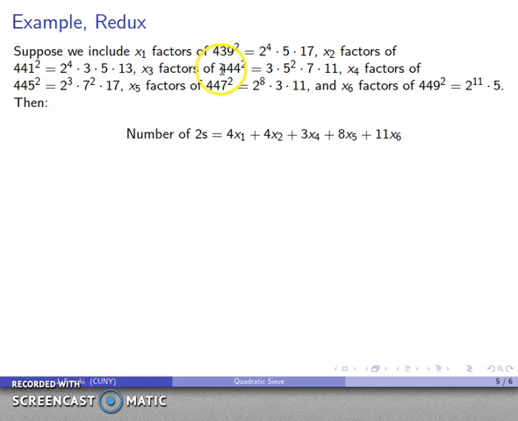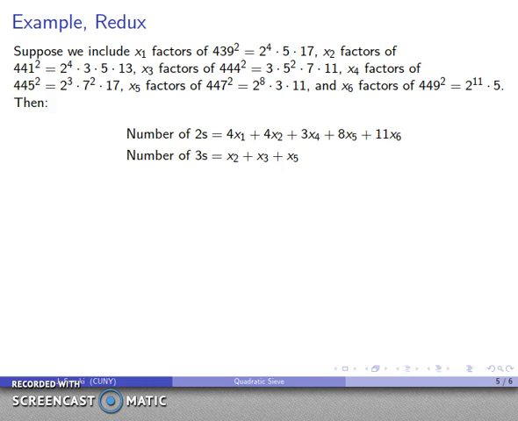There's x3 factors of this. That doesn't give us any 2's. There's x4 factors of this. That gives us 3 per factor. So, there's 3x4. There's 8 per factor of this, and 11 per factor of this. So the number of 2's in that product of x1 of these, x2 of these, x3 of these, and so on, the number of 2's in that product is going to be given by that sum.